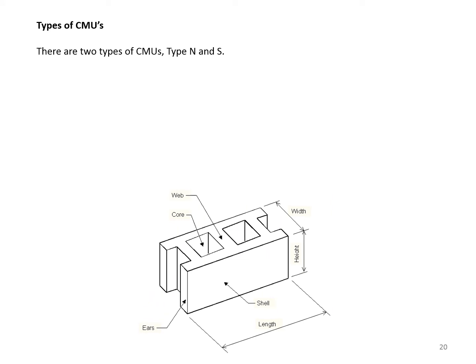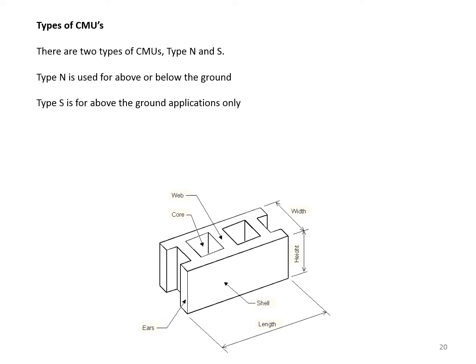Types of CMUs. There are two types of CMUs, type N and type S. Type N is used for above or below the ground. Type S is for above the ground applications only. In this figure, you see a type of CMU block. You notice that various designations are used for different parts of this block.